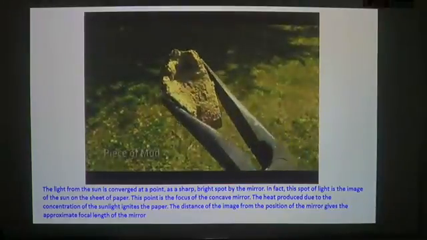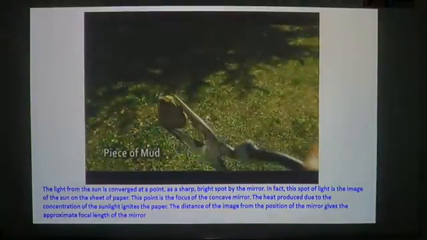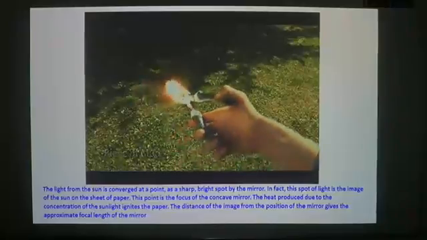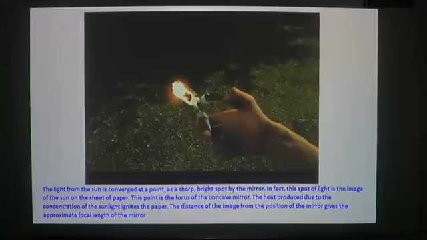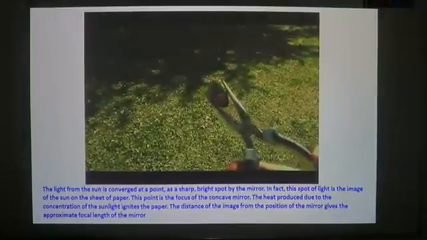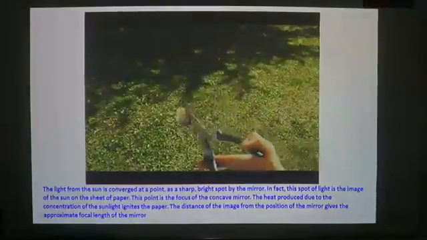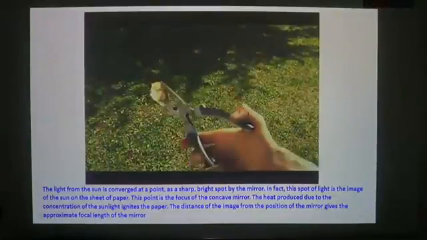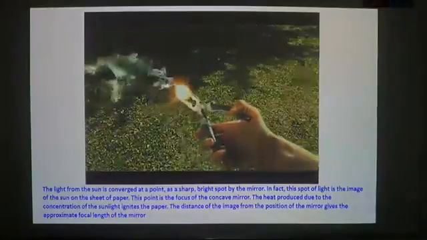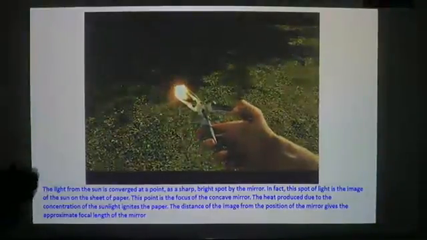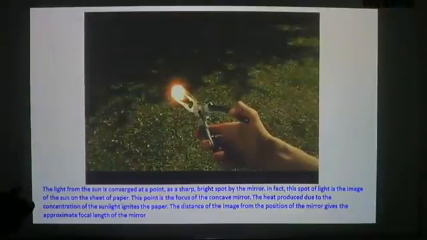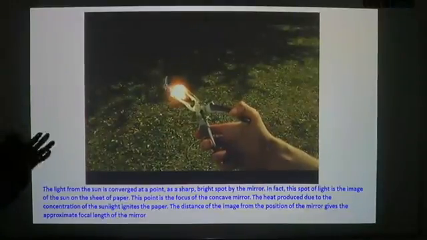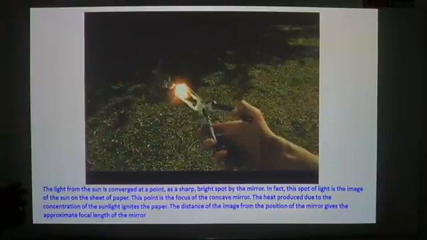Now the next one is, I am taking a piece of mud. You can see. Yeah, see how it is burning. Even though it is a piece of mud, the mud itself becomes red hot. So why is it? Because the light from the sun is converged at a point where we are keeping the object. That is the point where the light is converged as a sharp bright spot by the mirror.